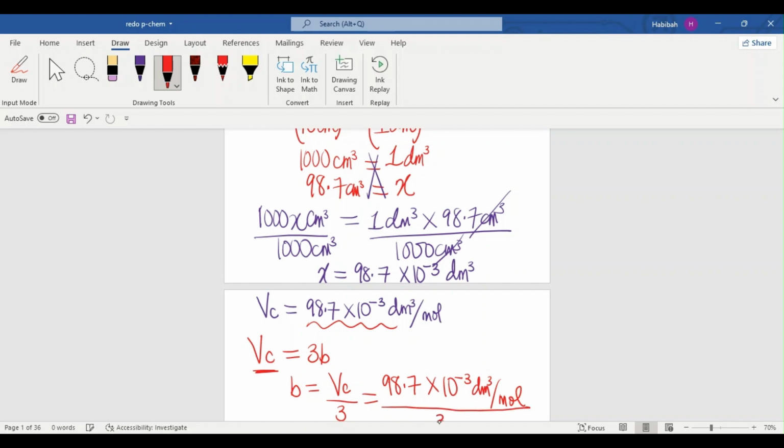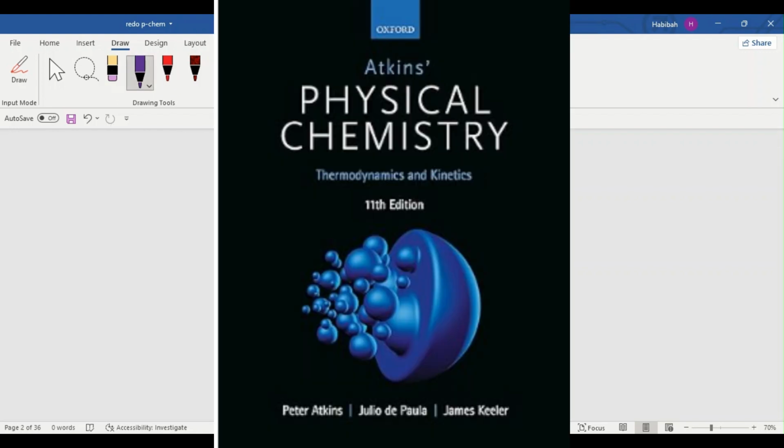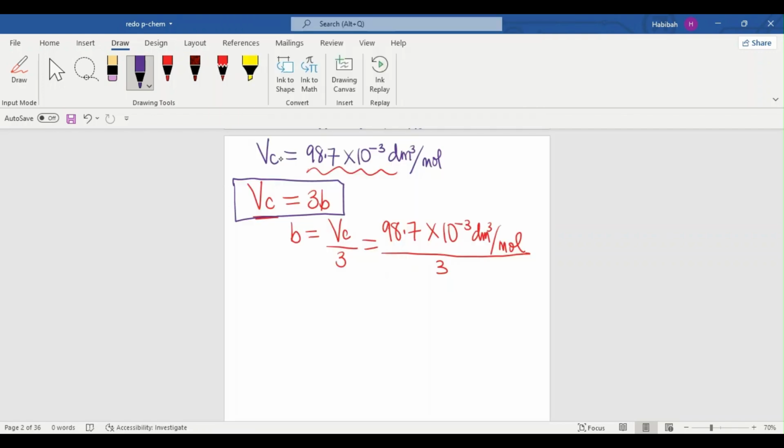So we're going to have 98.7 times 10 to the power negative 3 decimeter cube per mole, divided by 3. Now, I want to quickly mention something so no one is confused. I didn't just bring out this formula from nowhere. The Physical Chemistry Atkins 11th edition textbook has the formula for the critical volume in terms of van der Waals gases. So whenever you have a van der Waals gas, there is a formula for Vc, just like you have the formula for a perfect gas, PV equals nRT.